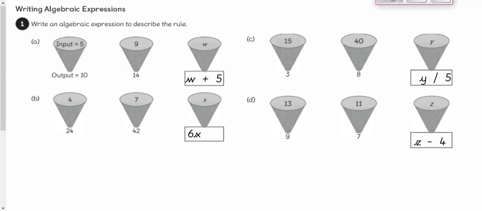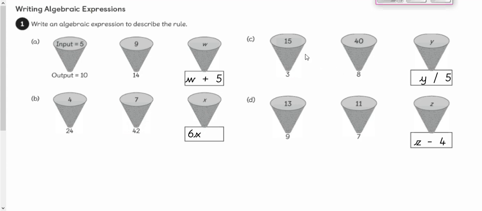Okay, so here we have, write an algebraic expression to describe the rule. So inputs 5, outputs 10. Inputs 9, outputs 14. So this one's add 5, this one's add 5. So W's case, the expression would be W add 5. B, to get from 4 to 24, yes, we could add 20, but that doesn't work here. But if we times it by 6, 6 times 4 is 24. 6 times 7 is 42. So 6 times x would be this one, or we can just write 6x.